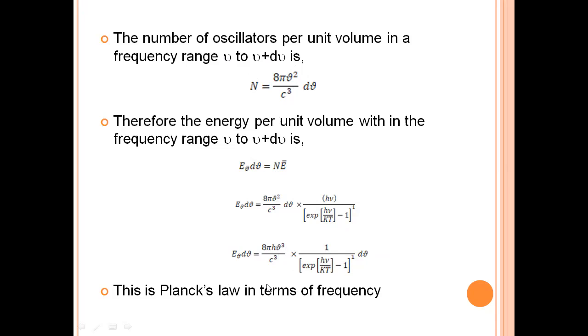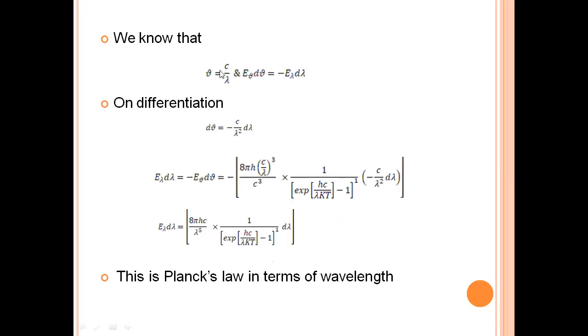Now, if you want to convert this into wavelength terms, just replace frequency with the formula nu is equal to c by lambda, where nu and lambda are inversely related to each other. To show that they are inversely related, E nu d nu can be replaced with minus E lambda d lambda, where this negative sign indicates that both frequency and wavelength are inversely related. Now differentiating nu is equal to c by lambda, we get d nu is equal to minus c by lambda square d lambda.